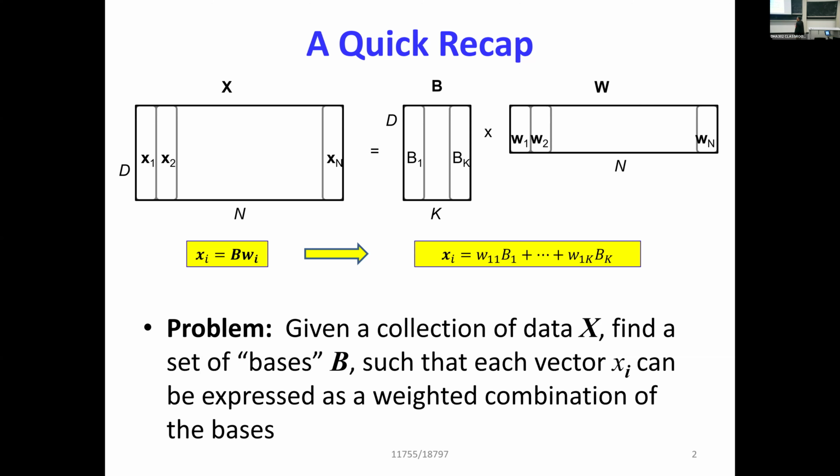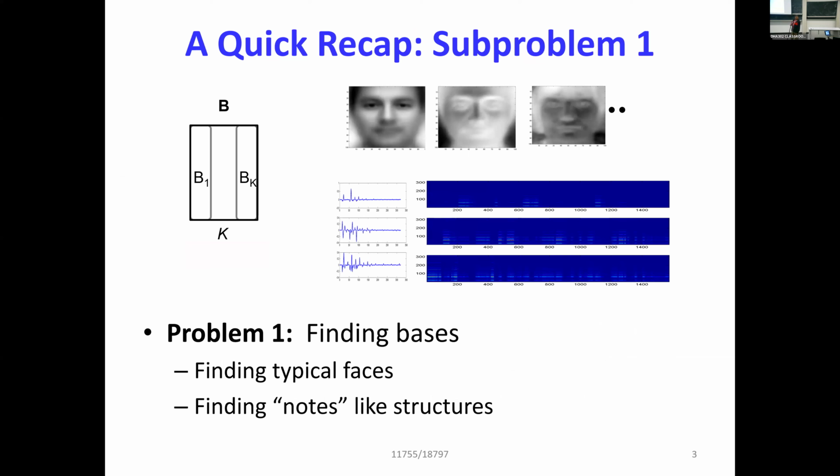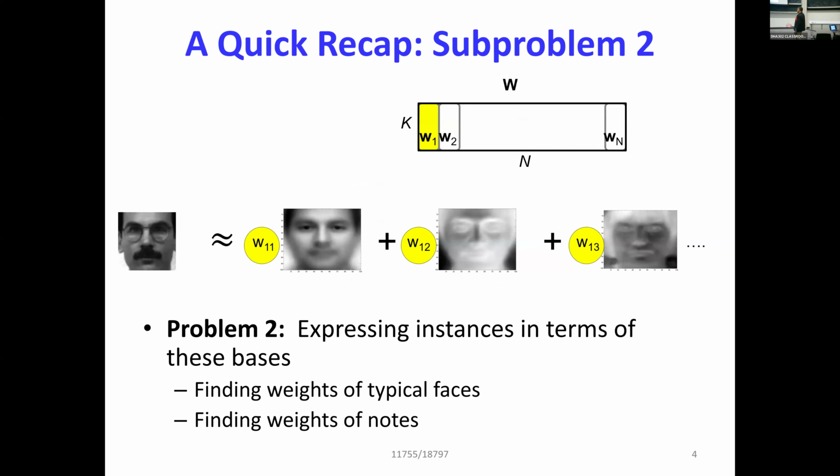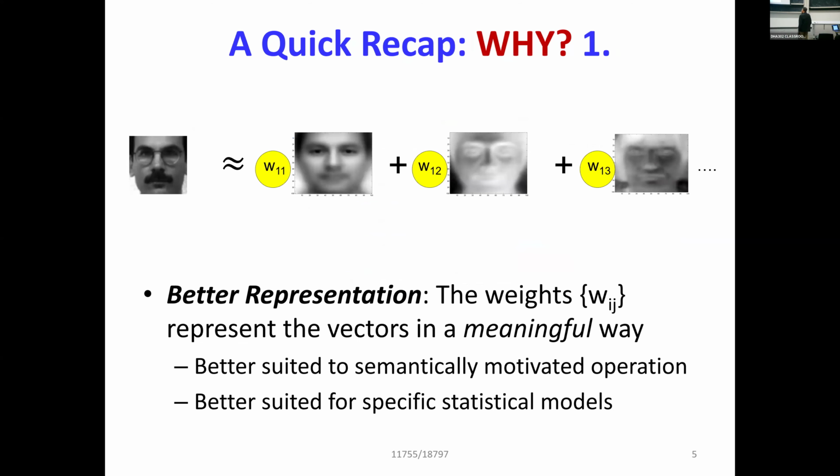Now, what could the purpose be to actually want bases of this kind? For this, again, the problem of finding these bases, there were two problems here. Of course, the first was finding the bases. In the case of faces, it would be finding our typical faces or eigenfaces. If you're working with music, then these could be the note-like structures that compose the music. And then once you found the bases, the next problem was figuring out how those bases combined to generate each data point. Like in the case of the faces, how did you mix your eigenfaces to generate any given data instance?